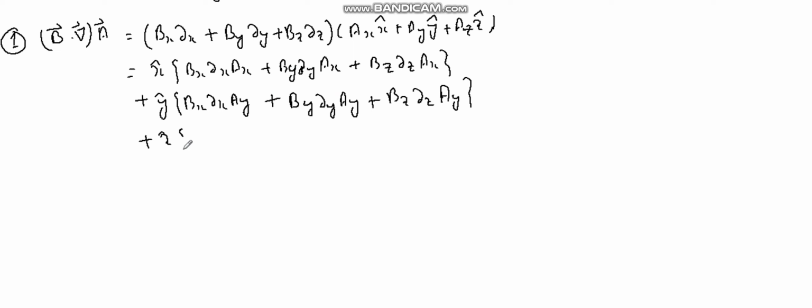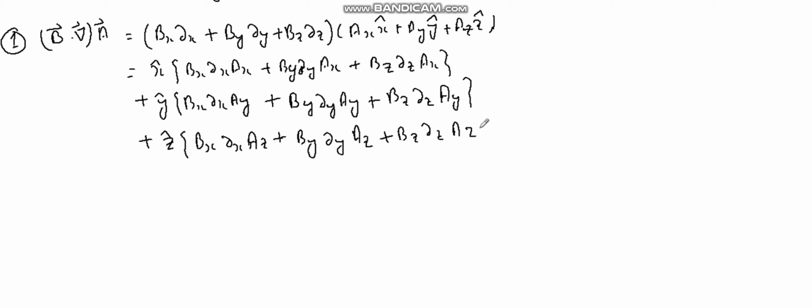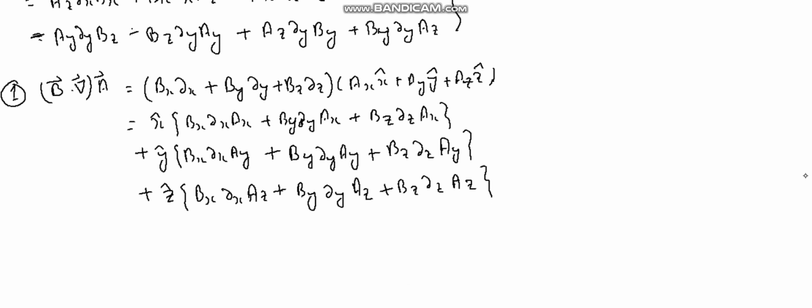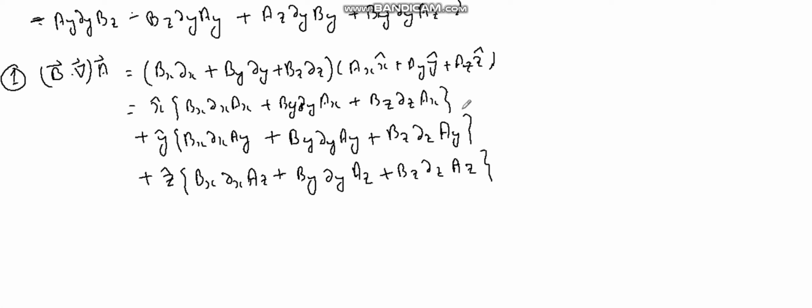For the z component again we're gonna have the same thing, but ay is replaced by az. bz del z az. Right, so this is the first term.